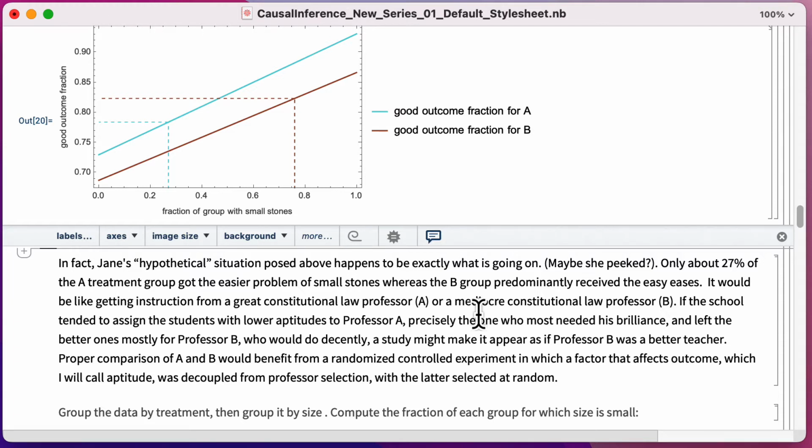In order to really compare Professors A and B, or treatment A and B, you would benefit from a randomized controlled experiment in which you decoupled the aptitude of the student, read size of kidney stone, from professor selection, read treatment received. What we're about to see, though, is you actually don't need, if you understand causal inference, to do the randomized controlled experiment. You can actually deduce a fair amount from the data itself.